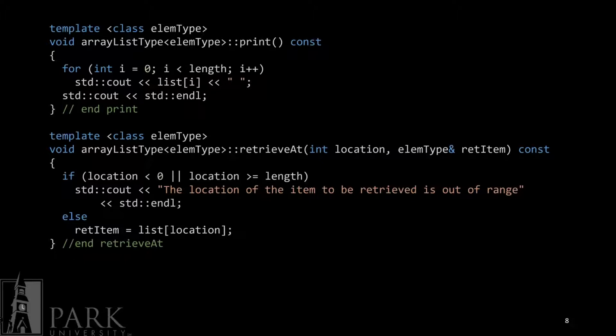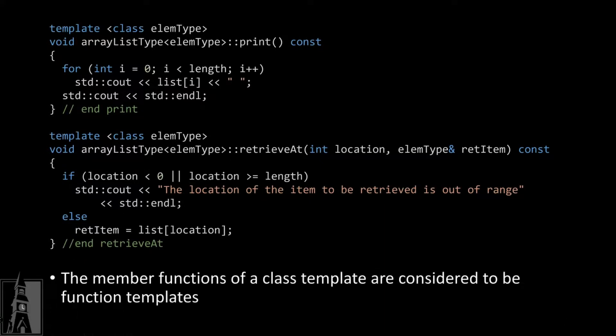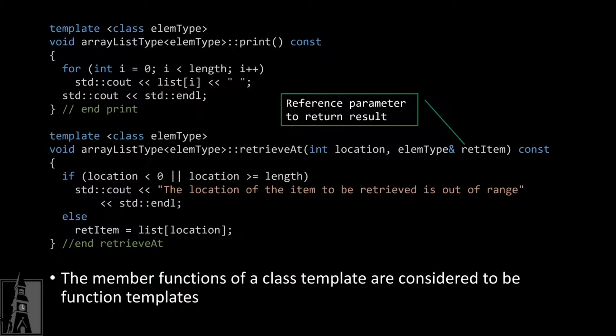Here's the implementation of some of the member functions. The member functions of a class template are considered to be function templates, and therefore this syntax is similar. Be aware that the name of this class is arraylistType together with its type parameter, as you can see here. The retrieveAt function is the member function to retrieve one element at a specific index. The element will be sent back through a reference parameter.